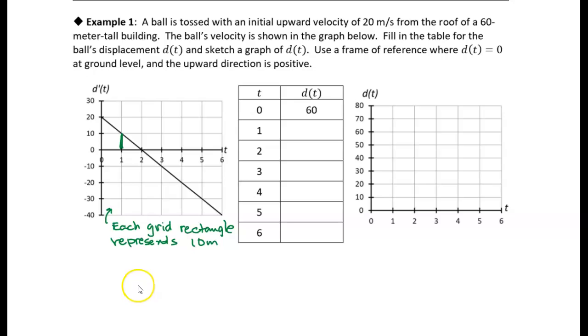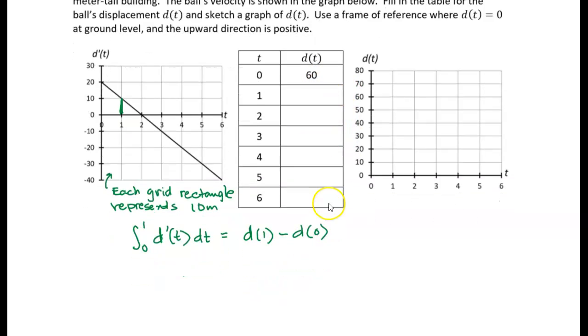All right, so by the fundamental theorem of calculus, we're given a velocity curve. If we integrate, let's say over the first second, this velocity, which is the derivative of displacement, with respect to time, we get the total change in displacement. So d of 1 minus d of 0. That's what the fundamental theorem is telling us. Okay? So now we know d of 0.